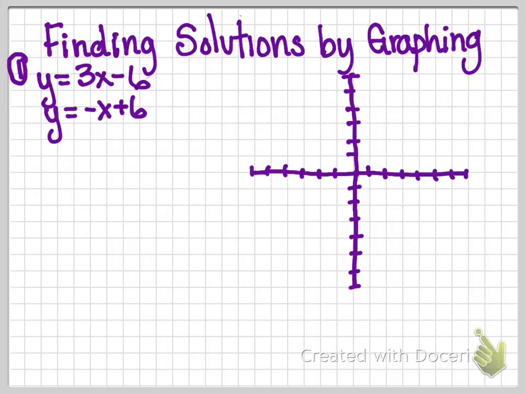Today we're going to look at finding solutions by graphing. Remembering that y equals mx plus b is the equation for a line, if the equation is already in that format, all we have to do is graph it. So looking at the solution for the system of equations y equals 3x minus 6 and y equals negative x plus 6, let's graph the lines.